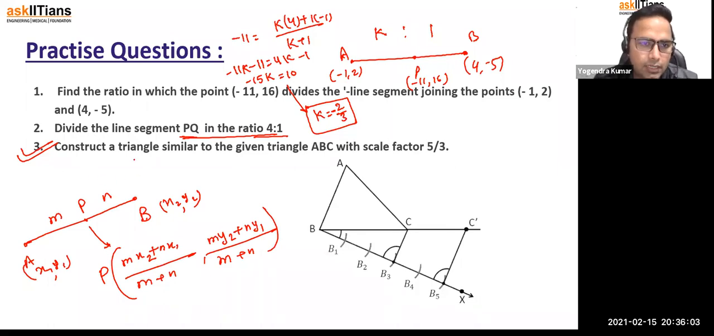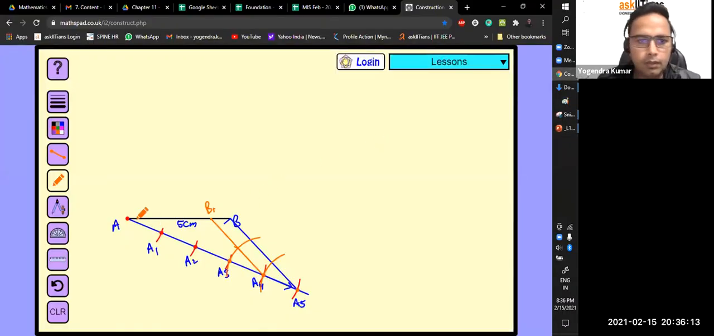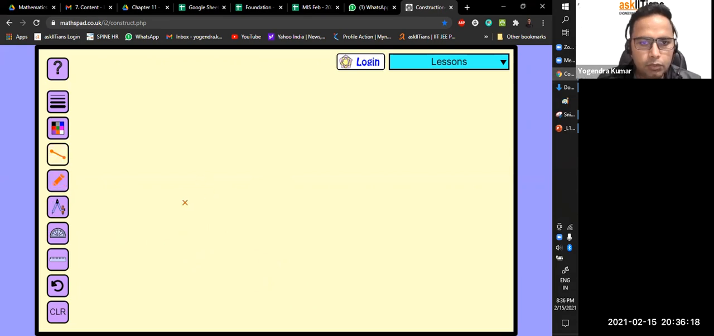As they said, no triangle dimensions are given, so we can take any triangle. Let me take a triangle here. I want to show you with the help of this. First I want to make a triangle. Now there is a triangle I made here, A, B, C.